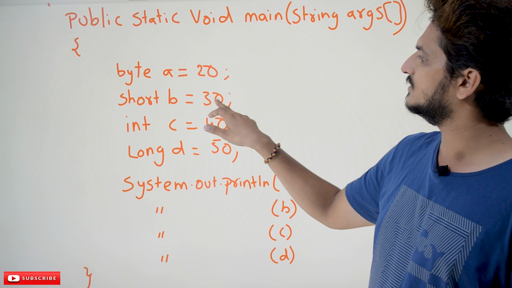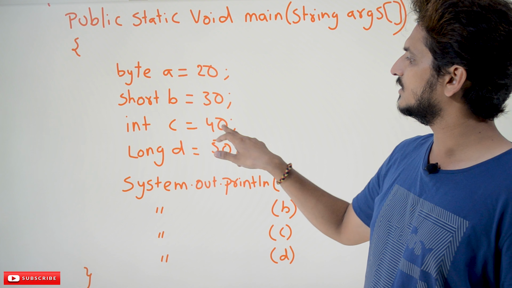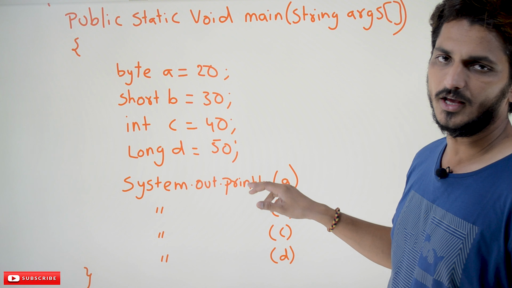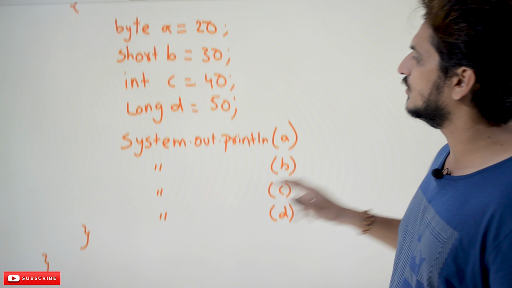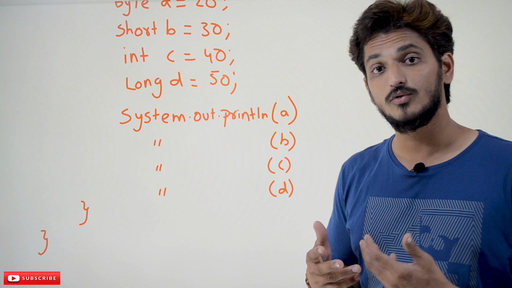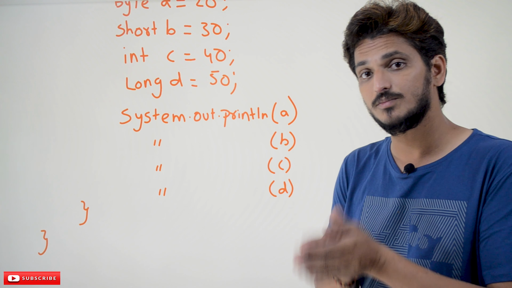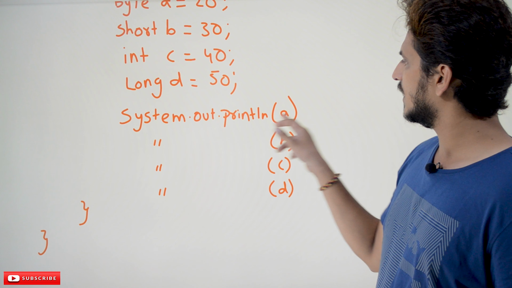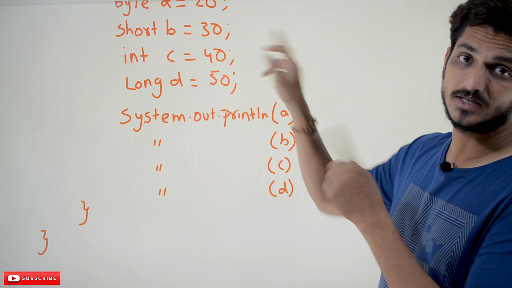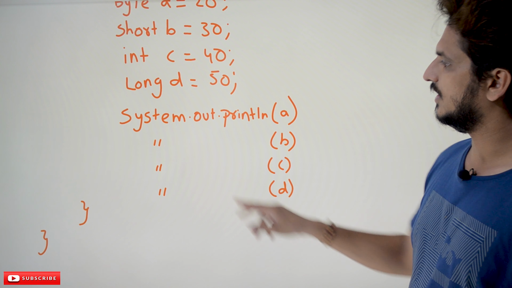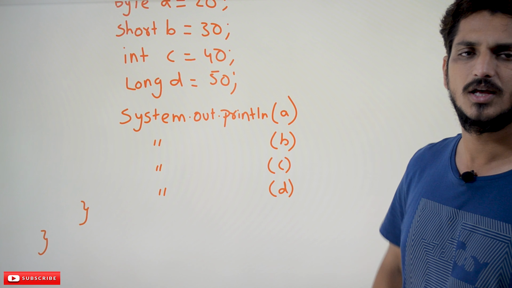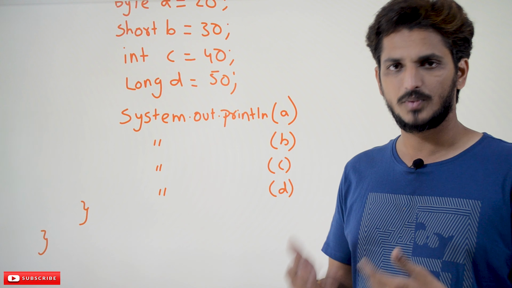Similarly, short b is equal to 30, int c is equal to 40, long d is equal to 50. So we defined different data types and we are going to display the values. How are we going to display the values present in the variables? System.out.println of a. The value present in a is going to be displayed. Then b, c, d, System.out.println of each. Just do a simple program for better practice.